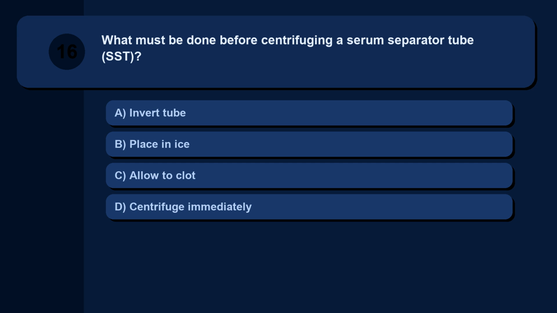Serum must fully clot before centrifugation to avoid fibrin contamination and ensure accurate results.